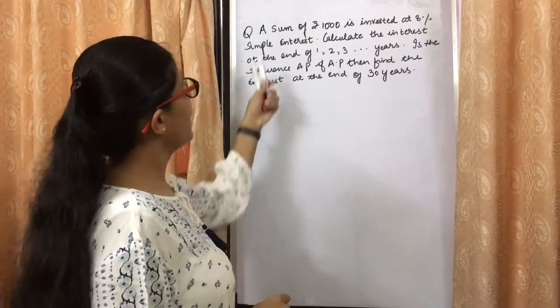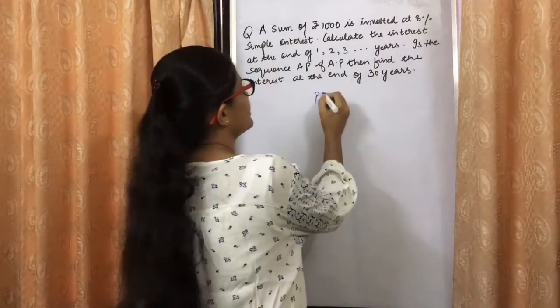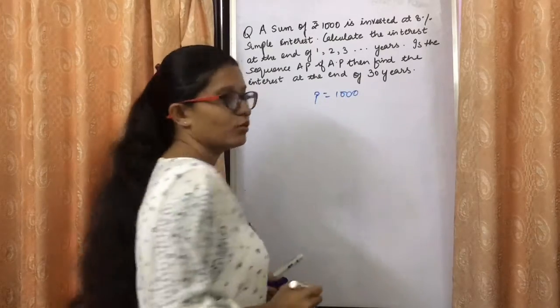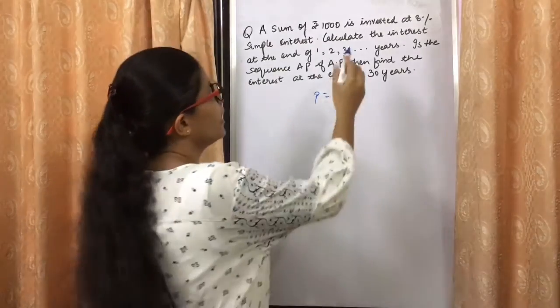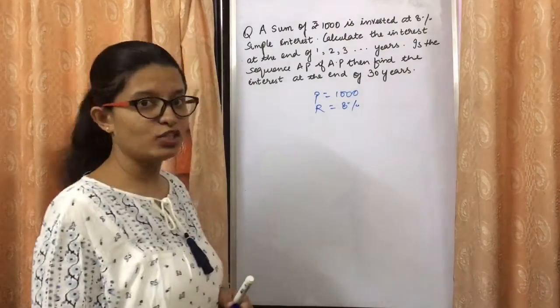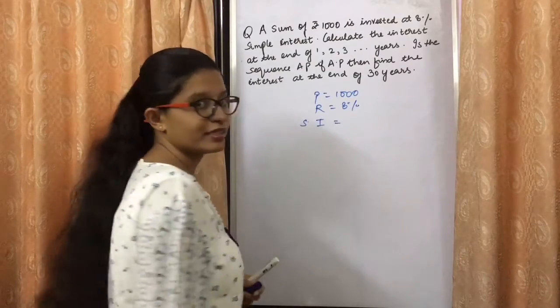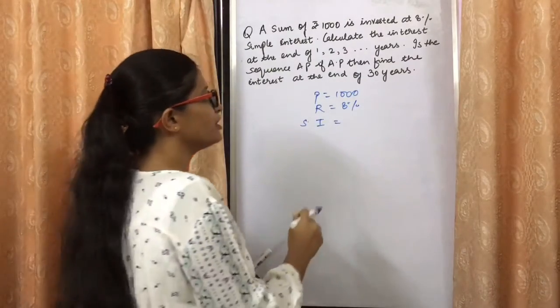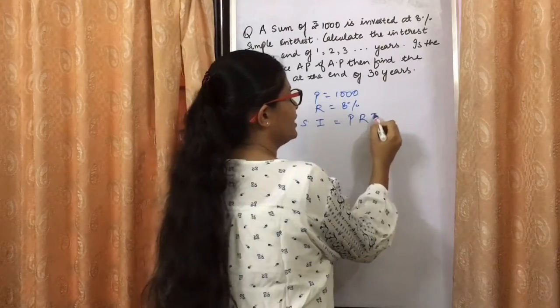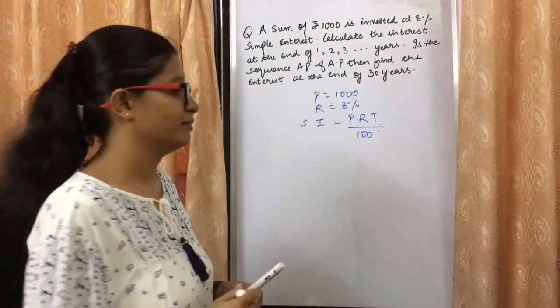In the question, the principal amount which we are investing is 1000 rupees, invested at the rate of 8% with simple interest. So, what is the formula for simple interest? It is PRT upon 100.